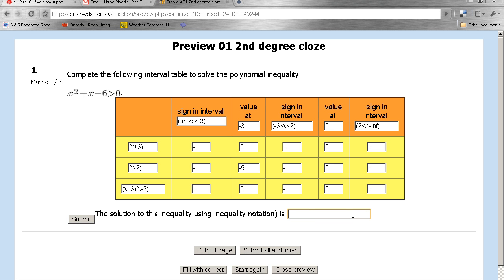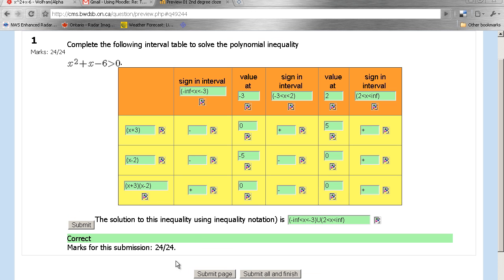I know the solution to this inequality is going to be all the numbers that go from negative infinity, and this is inequality notation, to negative 3, but not including negative 3. And I also know that on the other side of 2, it's also positive, and those are going to run from positive 2 to positive infinity. Those two sets together account for all the possible values of x that make that true. There we go, and those should be little check marks.